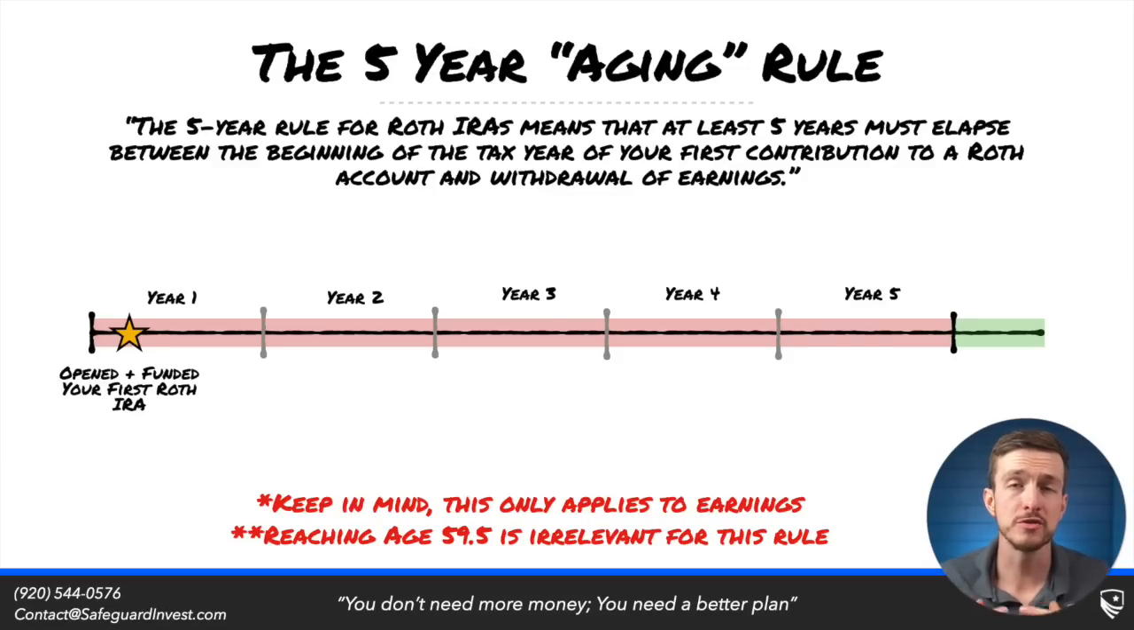Now, I find that this rule is often worried about, but rarely ends up being in play for many individuals. Reason number one, the Roth ordering rules. Earnings are the very last thing to be distributed from your Roth. Reason number two, many individuals start Roth IRAs, as I mentioned before, well before 59.5 when earnings can't be withdrawn anyway. By the time they reach 59.5, they've surpassed this 5-year lifetime rule.